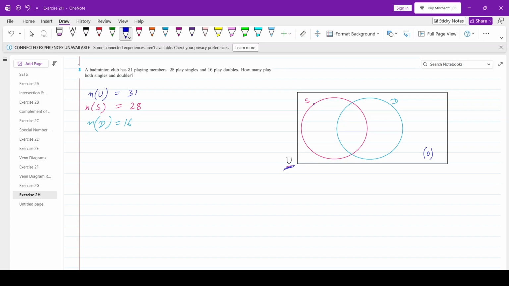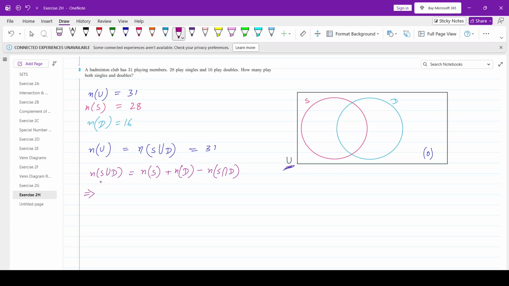This universal set is the set of playing members only. Therefore, either they play singles or they play doubles, they all will fall in this region, and hence nothing will fall outside this region. So the number of elements in the universal set is equal to the number of elements in S union D, right? And we also know this is equal to 31. And from the formula, the number of elements in S union D is equal to the number of elements in S plus the number of elements in D minus the number of elements in S intersection D.